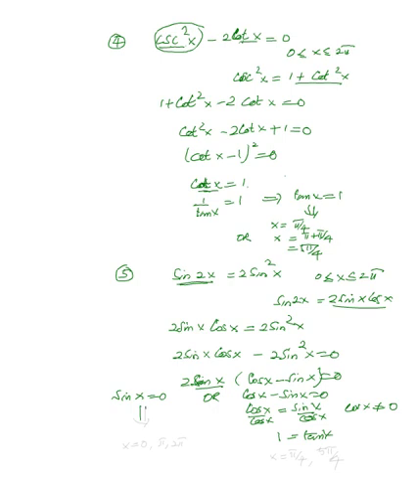And of course sine x equals 0 will give us x equals either 0 or pi or even 2 pi. In this case tan x is 1, so that means x is either pi over 4 or 5 pi over 4.